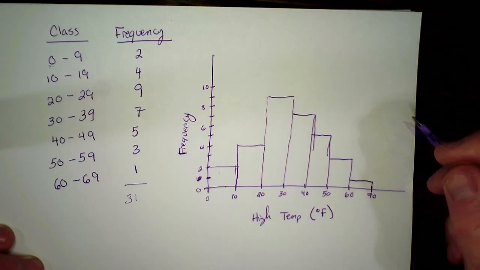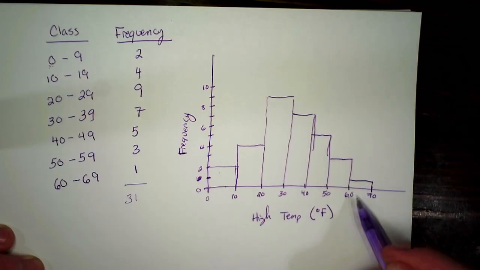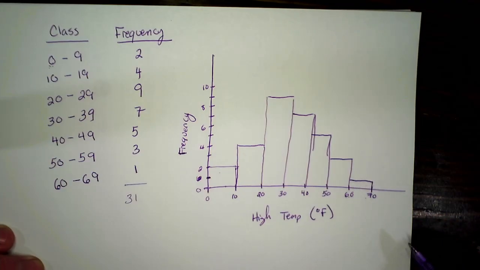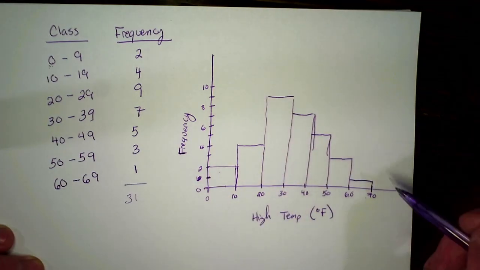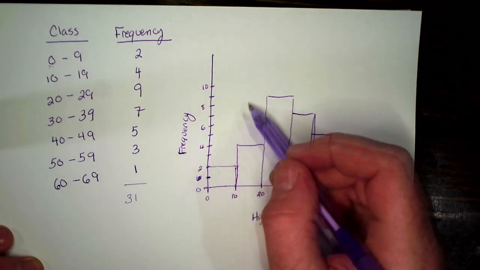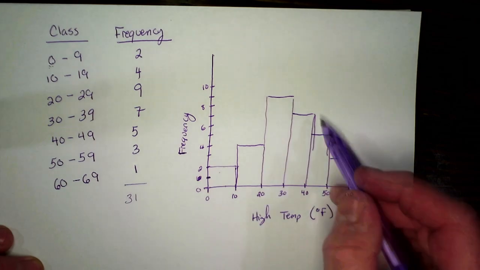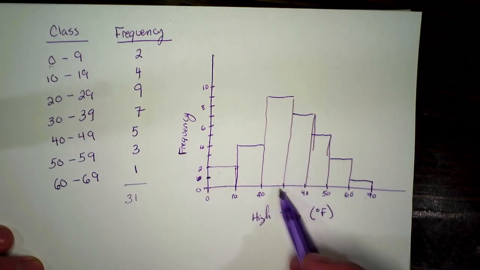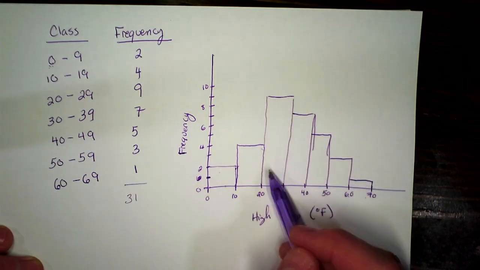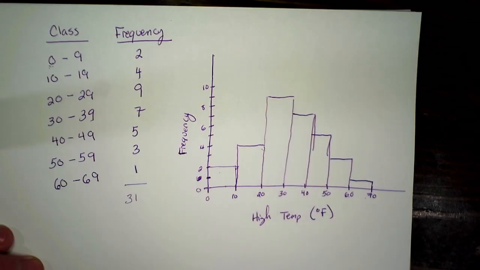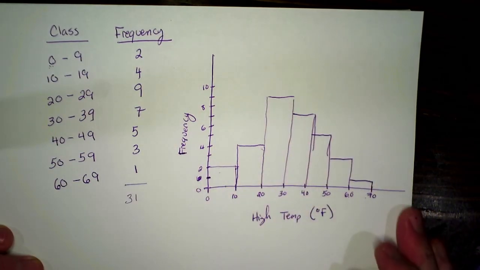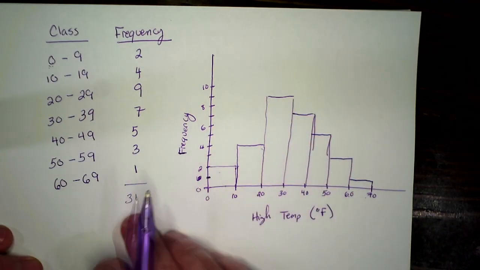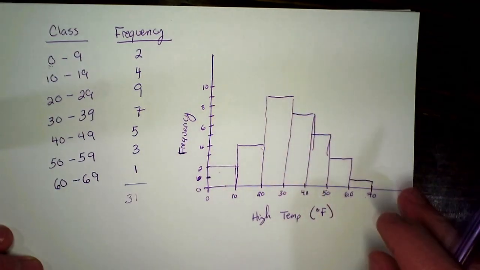Because the 60 degrees falls into the 60 to 69 category, we had to have that extra column out there. Sorry for the messiness. I'm writing at an angle and it's a little awkward. But now we can see the distribution of the data. Most of the days piled up in the middle of our distribution between 20 and 40, and the highest 10-degree section was from 20 to 29. So we get a quick view of the distribution of the data. These get used a lot, especially in statistics, when we have many, many data points that we need to get a quick glance at.